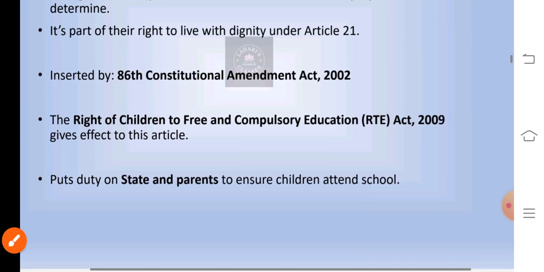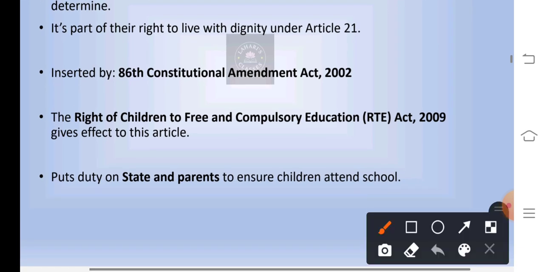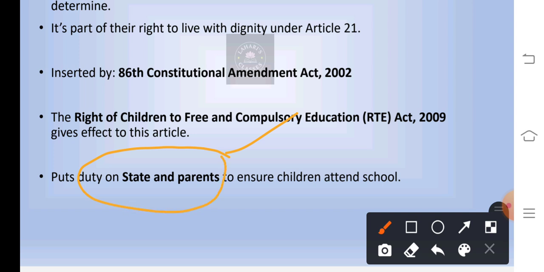In order to implement this right, the government has made an act, the Right of Children to Free and Compulsory Education, the RTE Act 2009, to give effect to this article. It puts a duty on the state and parents to ensure the children are attending school.